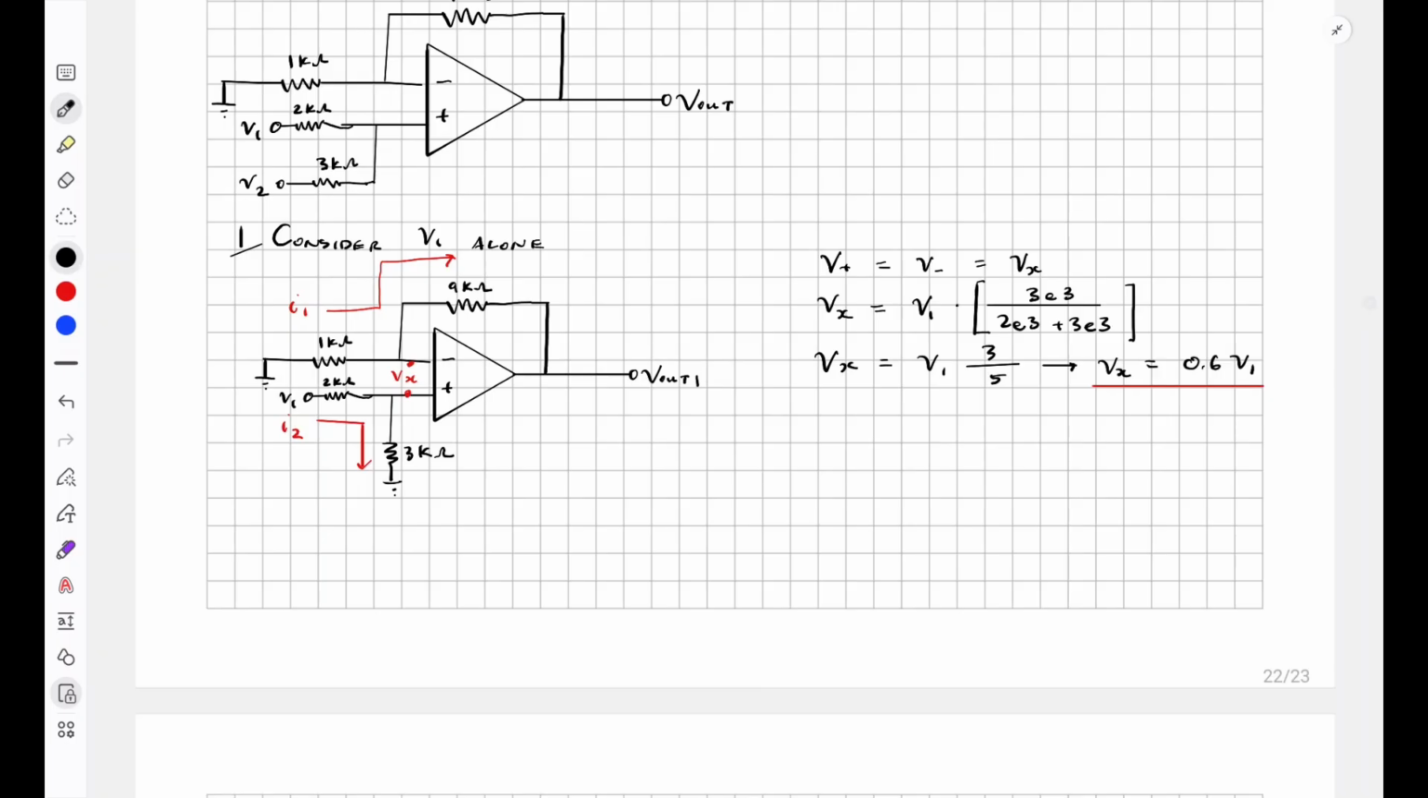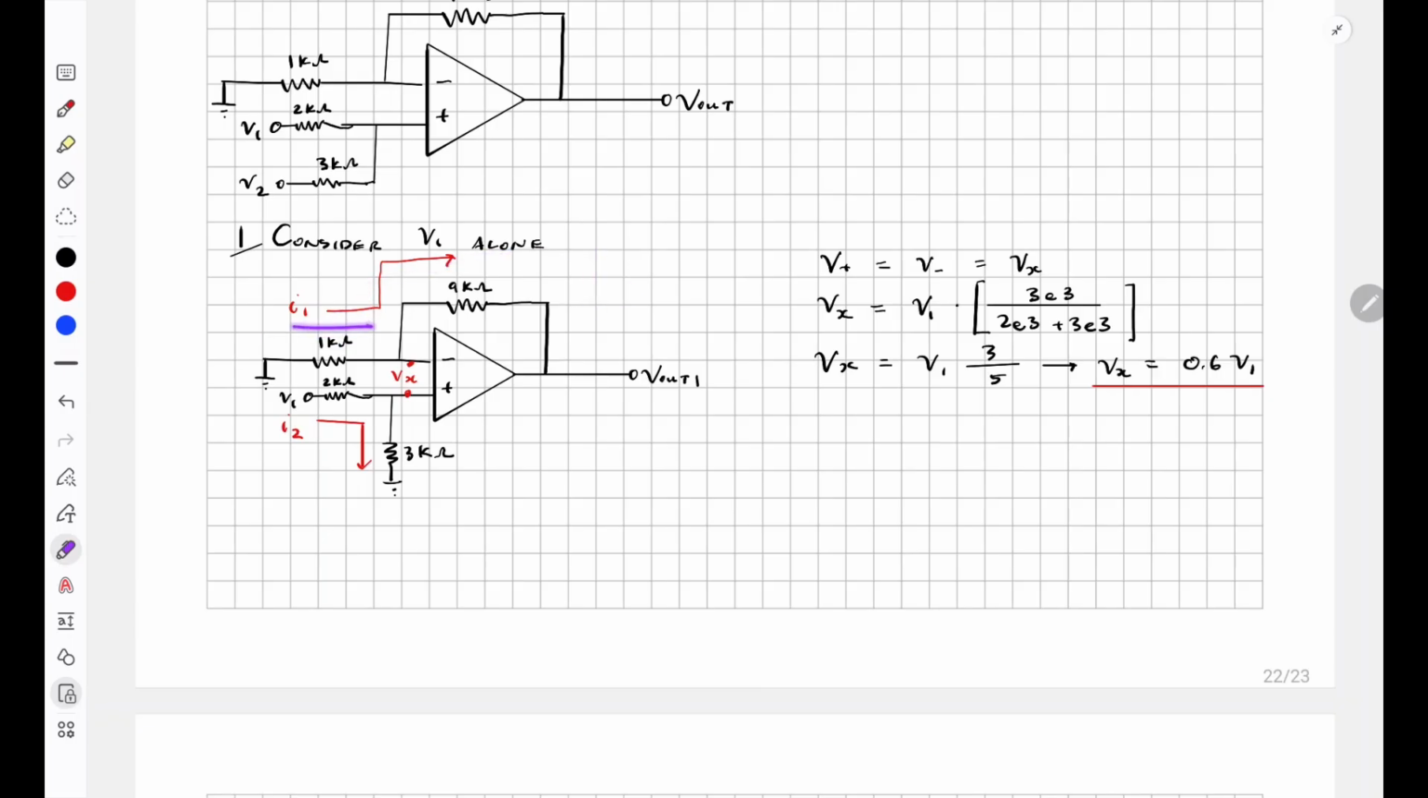Okay, so in that case, we used the bottom path just now to find the Vx. I think we use the top path this time. So now let's consider this current path, this I1 path here.